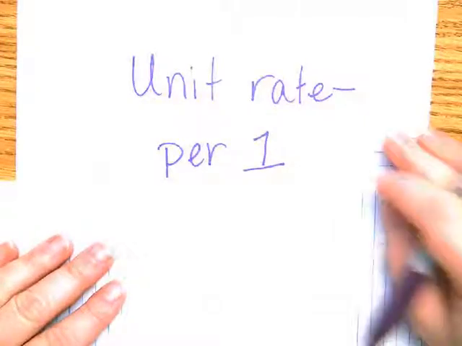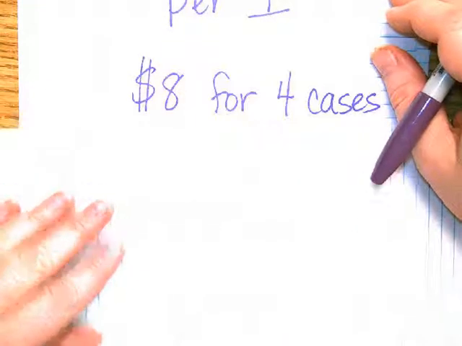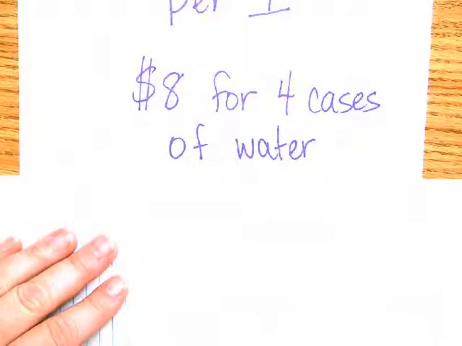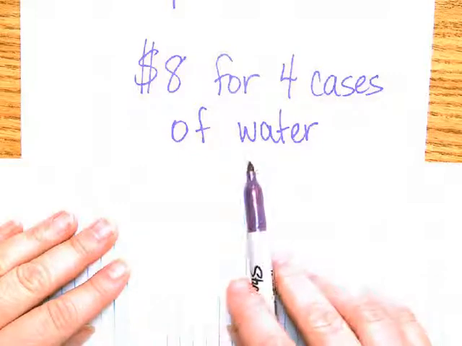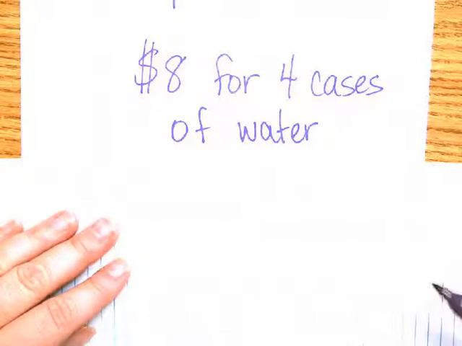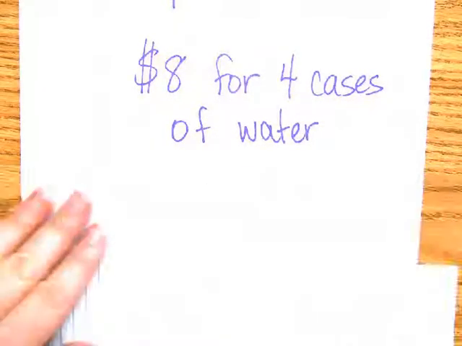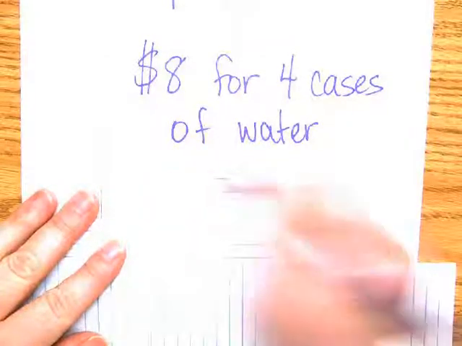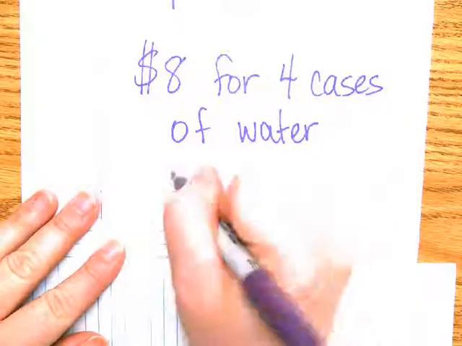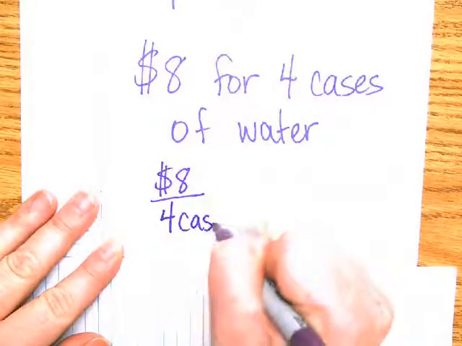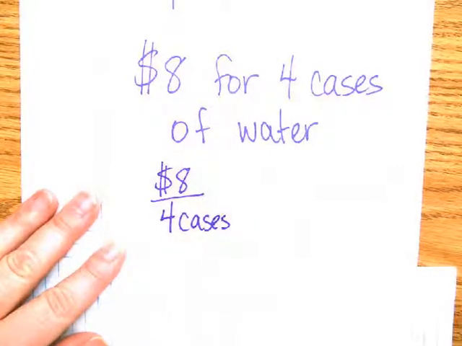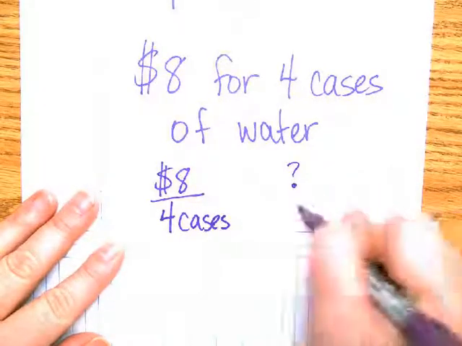Here's an example. What if we paid $8 for 4 cases of water? So we go to the store and we want to buy 4 cases of water and it costs us $8. The question is, how much is it per case? So we're paying $8 for 4 cases of water. We want to know how much it is for just 1 case.